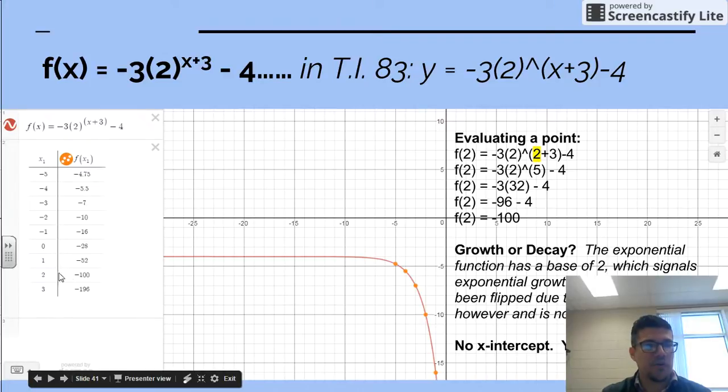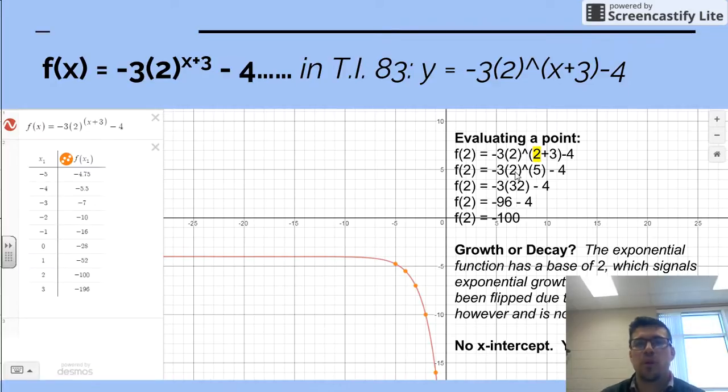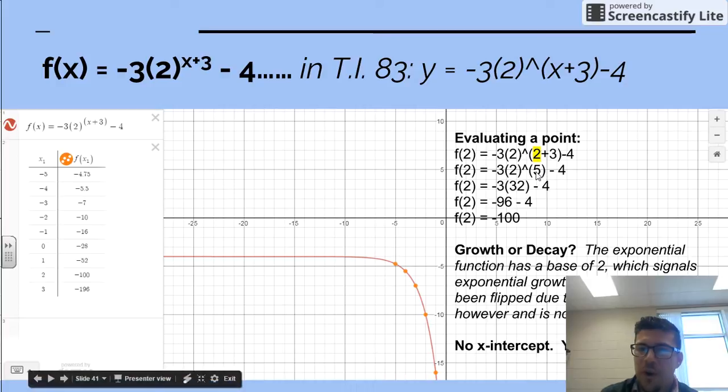Here's a table of values for you. All right, and we're going to evaluate a point. So let's say we were to evaluate f of 2. All right, that would mean we would substitute 2 into our exponent, which would make our exponent the 5th power. So we'd basically be raising 2 to the 5th power. I'm following order of operations. 2 to the 5th power is 32. Next, I multiply that 32 by that -3 to get -96. I subtract 4 and I get -100. And just to verify, my table has the point 2, -100.